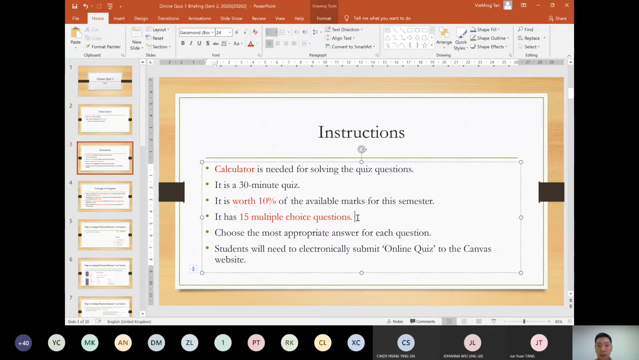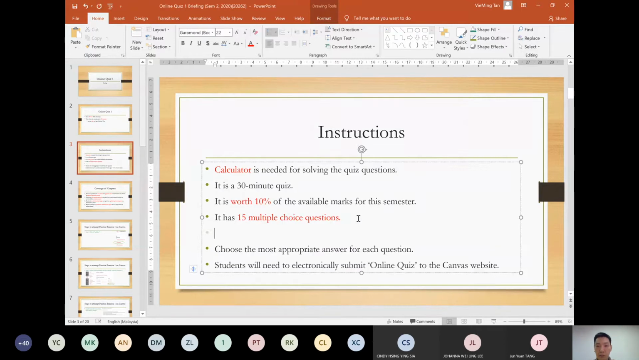So how to convert to 10%? Let me calculate. Assume that your score is 12. In order to convert to 10%, what you can do is use 12 divided by 15, and then multiply by 10%. Don't worry, the system is going to automatically calculate for you. Once you attempt the quiz and submit it, the system will show you your score for this quiz. This is how we calculate your score into percentage.